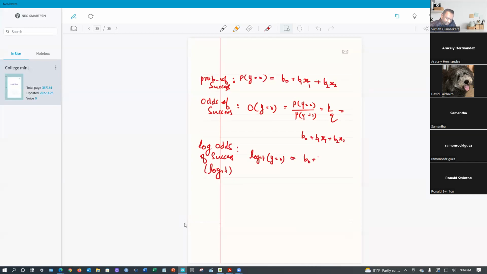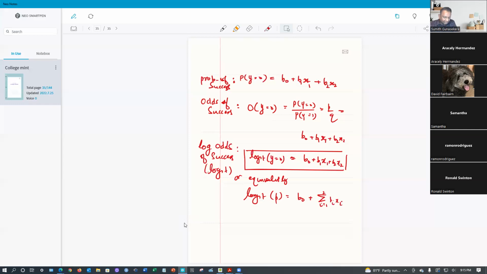Take that one still b naught plus b1 x1 plus b2 x2 to remedy that. Then what happens? So this is the one. Logit of y equals 0, or equivalently you can write logit of p for the success, that one, b naught plus summation i goes from 1 to 2 of bi xi. I got the probability, I got the odds, I got their logs. That we call the logit of p or logit y equals 0.